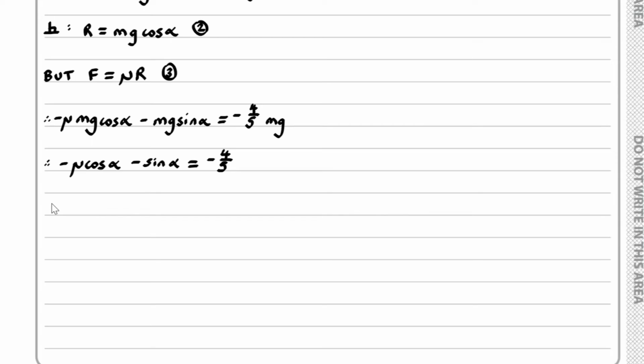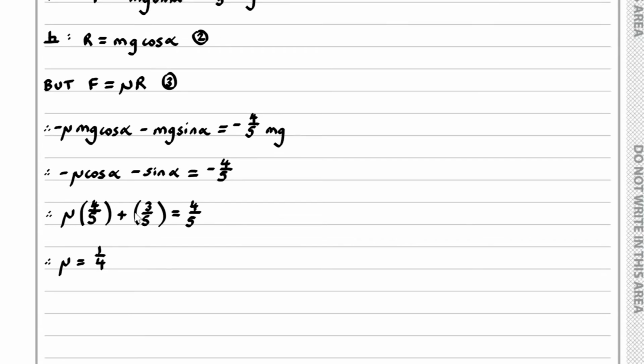And if I substitute in the values of cos alpha and sine alpha, and recognizing that the minuses cancel everywhere, I've got mu times by 4/5 plus 3/5, and that's equal to 4/5. And if I solve for mu, we can see mu is equal to 1/4.